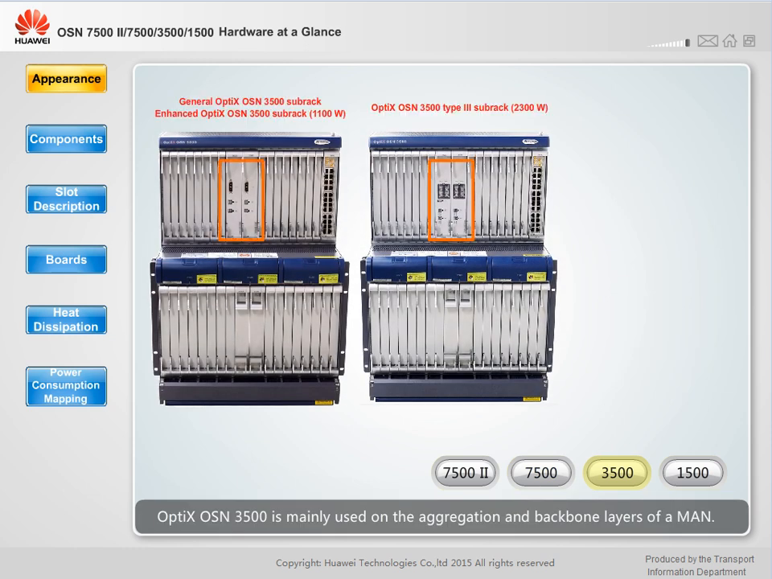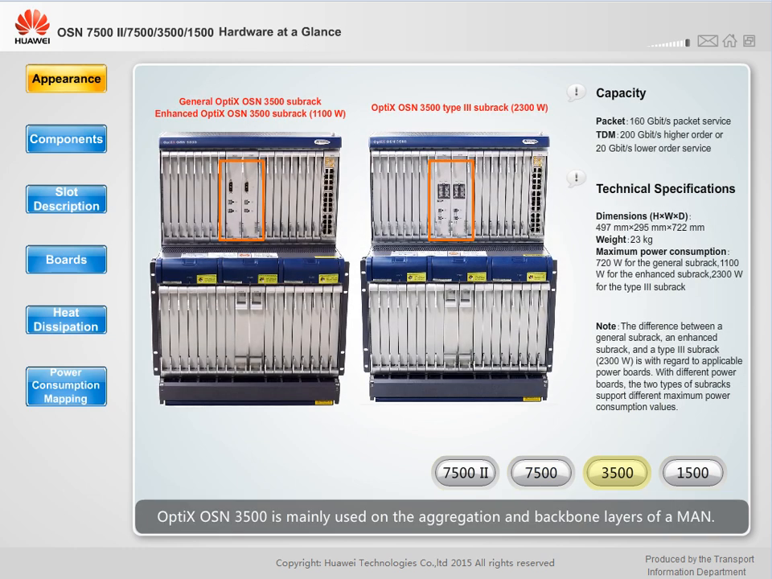OptiX OSN 3500 is mainly used on the aggregation and backbone layers of a MAN. There are three types of OptiX OSN 3500 subracks, namely Common Subrack, Enhanced Subrack 1100 watt, and Type 3 Subrack 2300 watt. The three types of subracks support different power boards, so their power consumptions are different. A single subrack supports a maximum of 160G packet capacity, 200G SDH higher order, and 20G SDH lower order capacity.